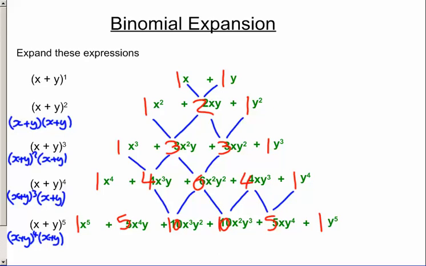Pascal was a French mathematician. He didn't come up with this triangle, but he did sort of make it popular. And there are lots of patterns in Pascal's triangle, and we're going to use this to help us expand these binomial expressions more quickly than having to write out all the brackets. So let's jump into some examples.